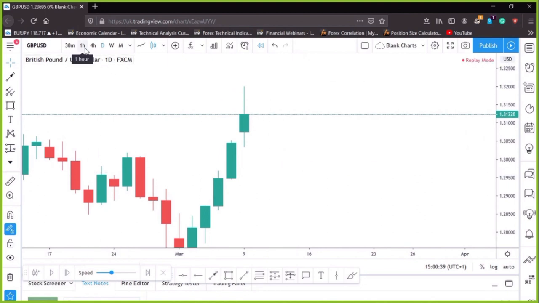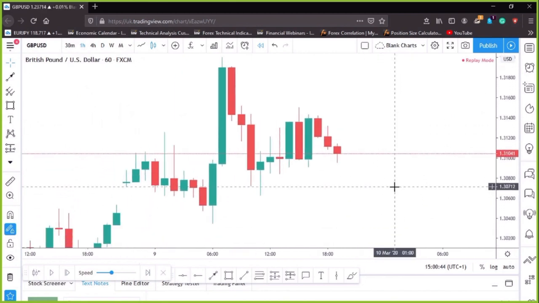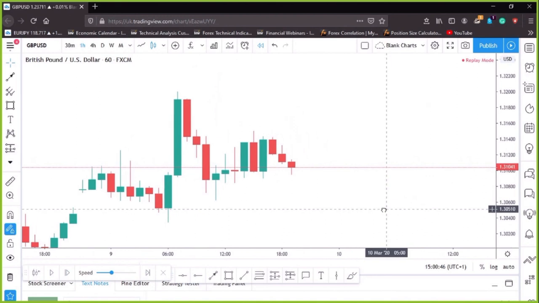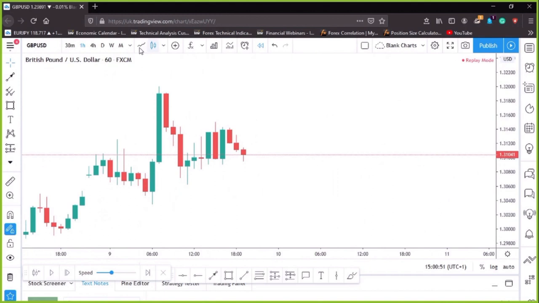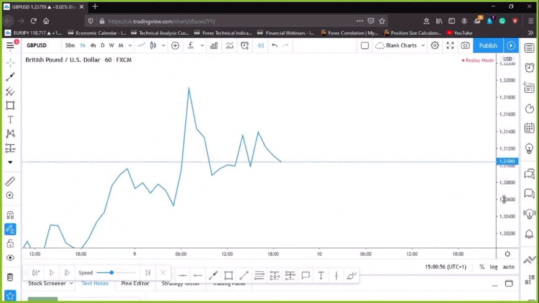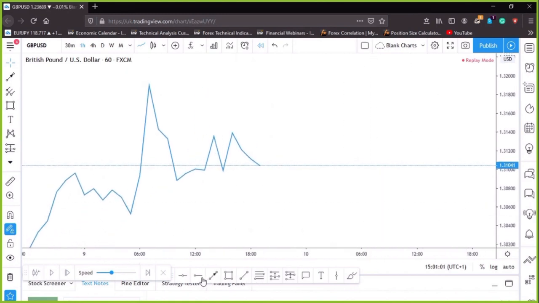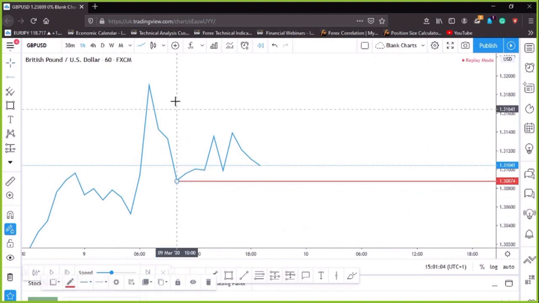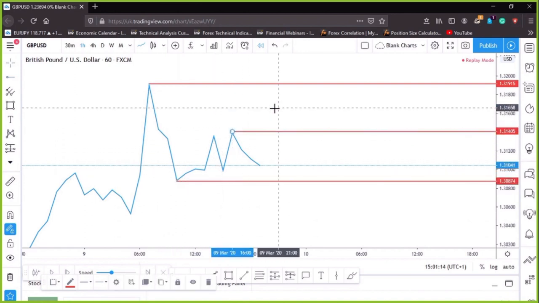Then what we want to do is go to the 1 hour, and we want to plot our support and resistance levels. How are we going to do that? We are going to go to our line chart, and we are going to plot the most relevant support and resistance levels, which for me are here and here. We've got one here, but I'm going to take the highest possible one and the lowest possible one. I'll mark that anyway, just so you guys can see.